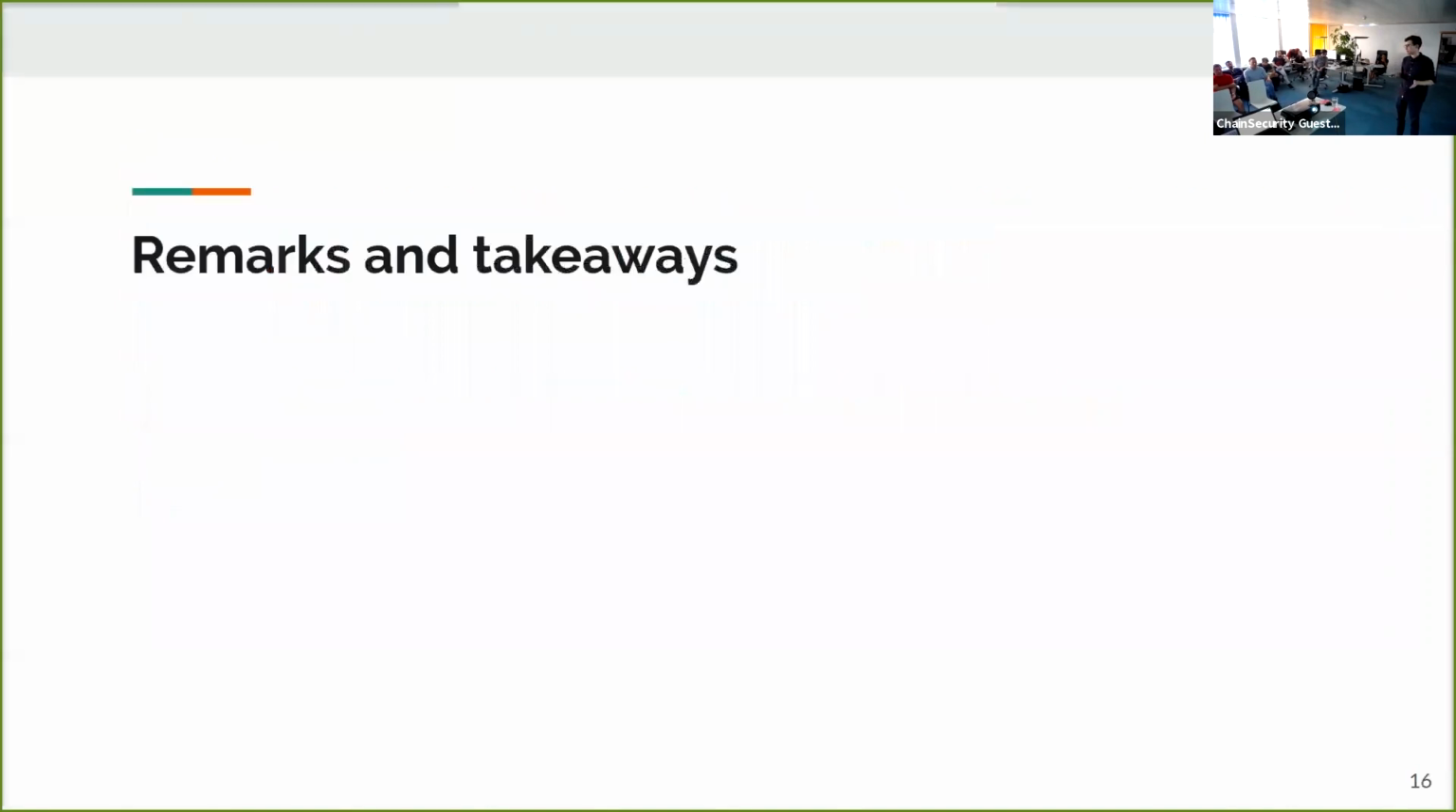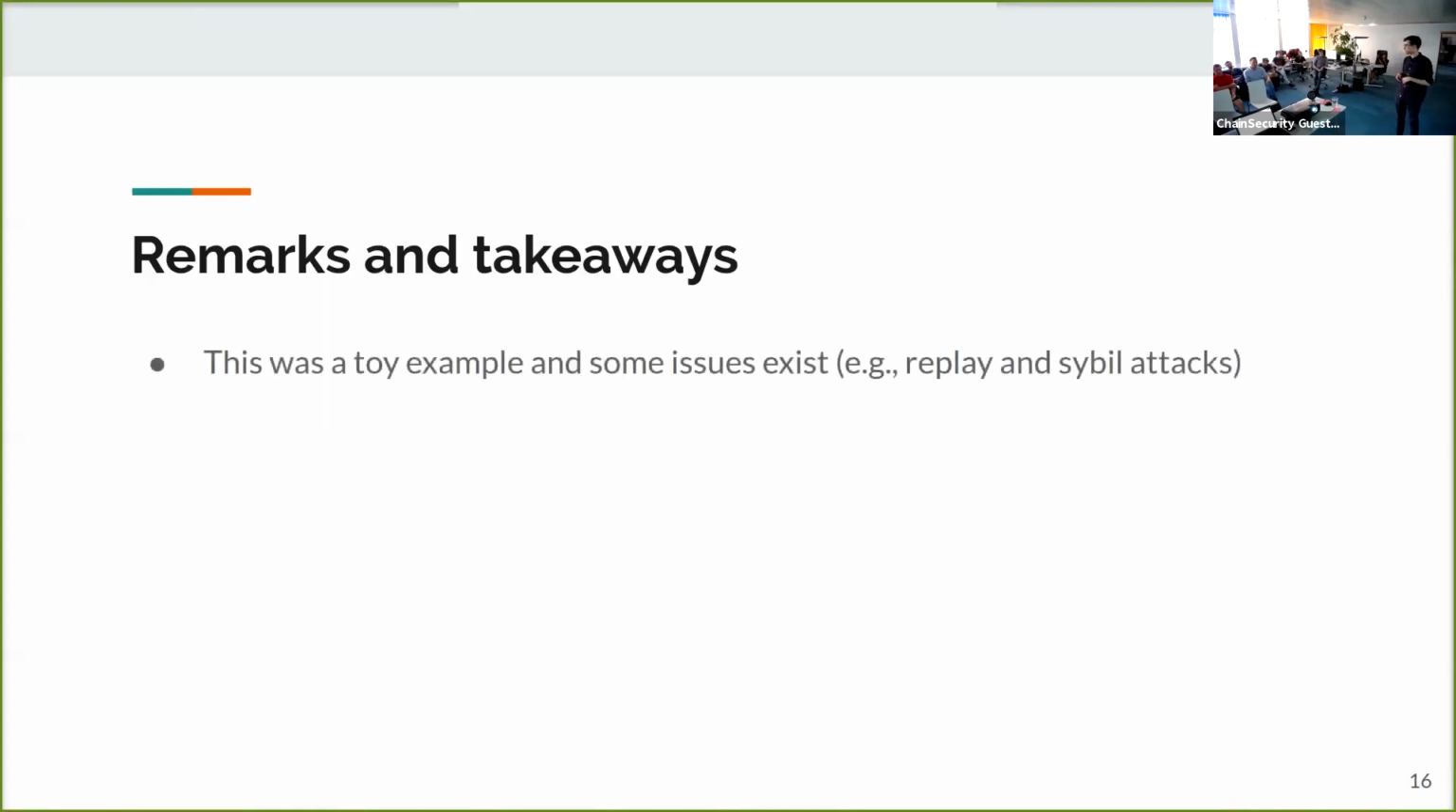Okay, so this wraps up the example, and let me give some remarks and some final takeaways. So first of all, this was a toy example, and we have some issues. So I mentioned replay attacks in the beginning, and there are certain measures you can take to prevent replay attacks. For instance, what you can do is that you, in addition to proving that you know a pre-image to the target hash, you also prove that you know the private key to whoever gets the money.